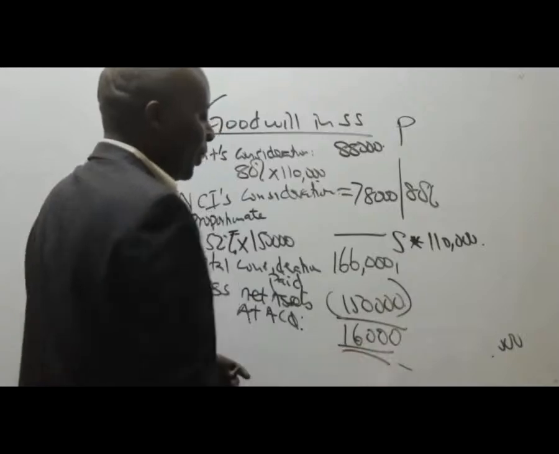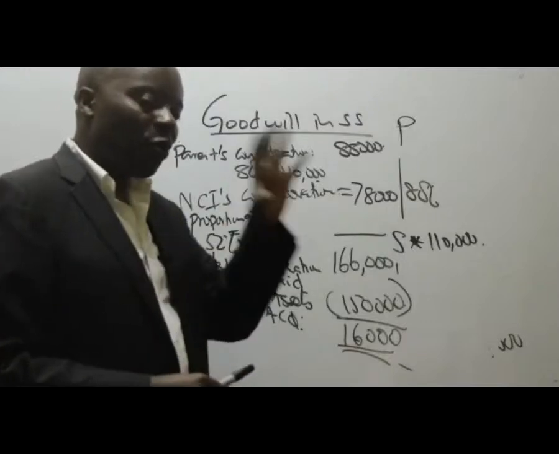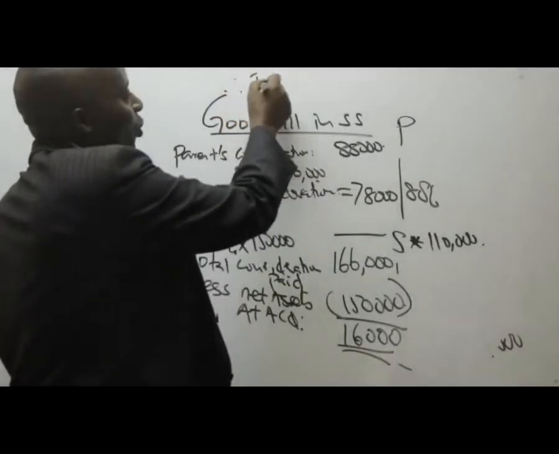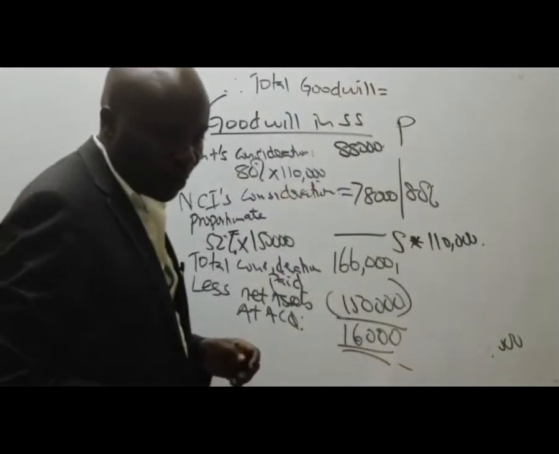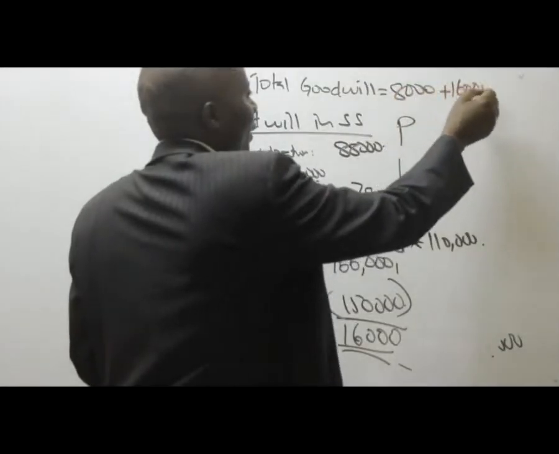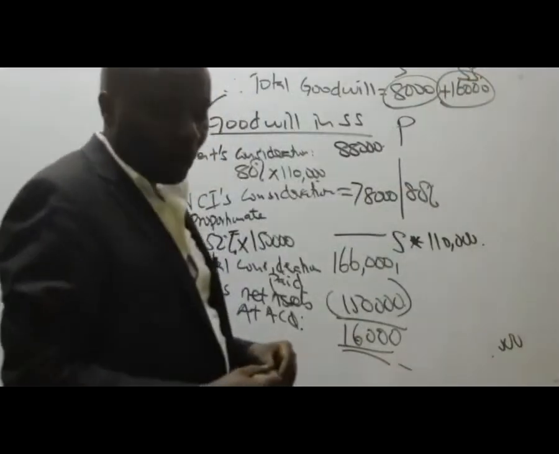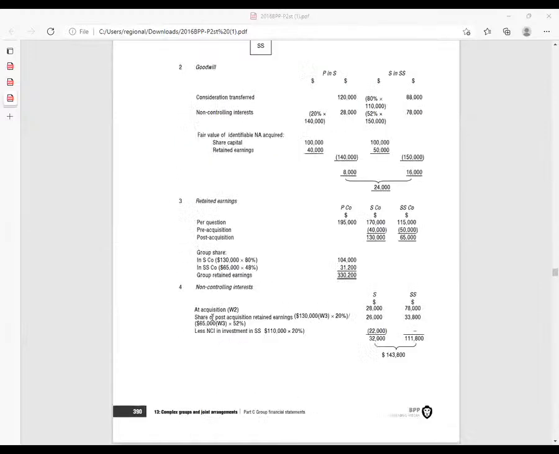So the goodwill will be equal to what here, somebody? 16,000. And therefore, the total goodwill which I'll take to my group statement of financial position will be the sum of the two. Therefore, the total goodwill will be equal to 8,000 plus 16,000. This is the goodwill of S. This is the goodwill of SS. That's how they got this figure of 24,000.